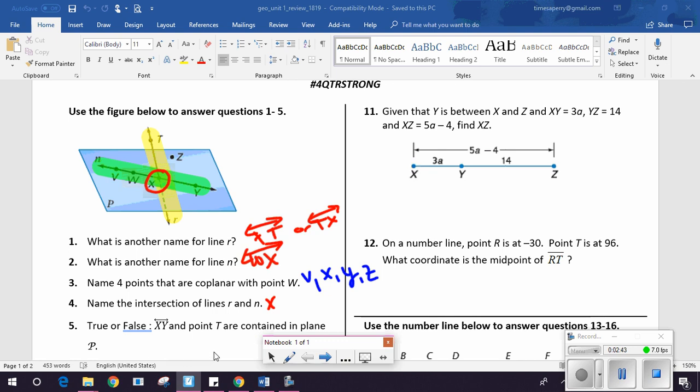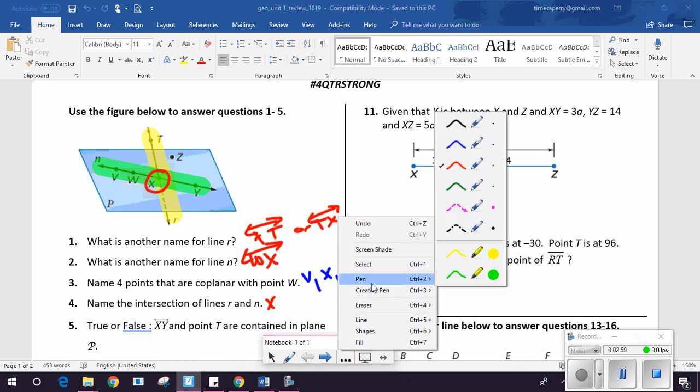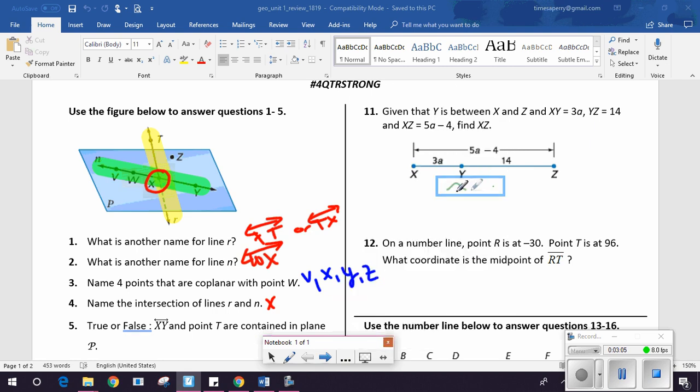Number 5, line XY and point T are contained in plane P. Contained, think of a container. It has to be inside the plane. So are both line XY and point T on the plane? And the answer is false.